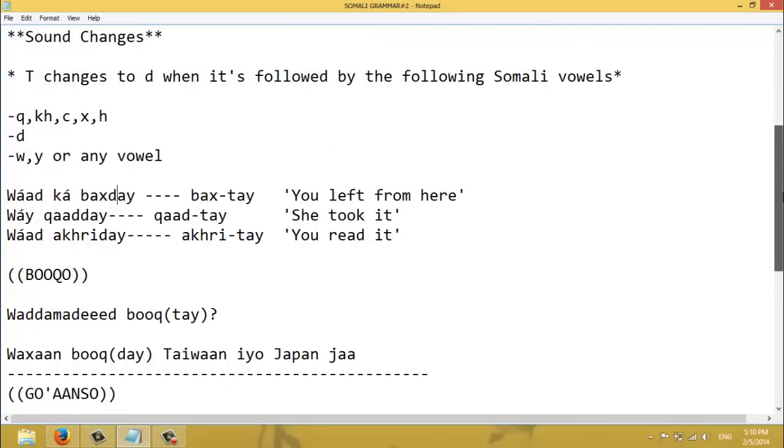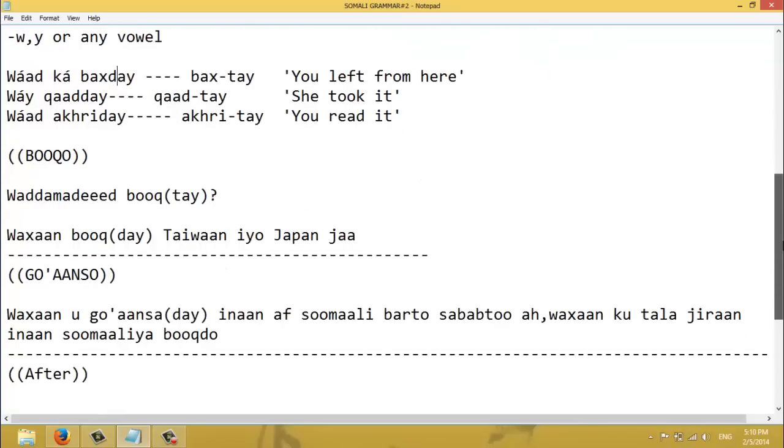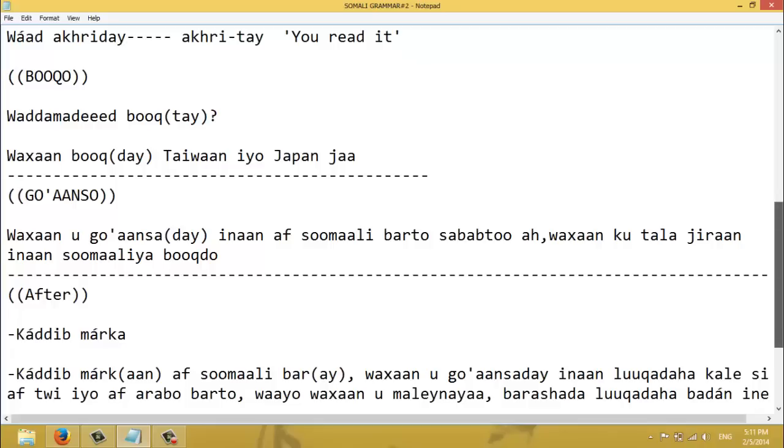What else do we have? So I want to go down here. I want to use some more. Now these are my very own examples. Boko. Boko. That means to visit. Okay. Wadamadayid. Bokatay.